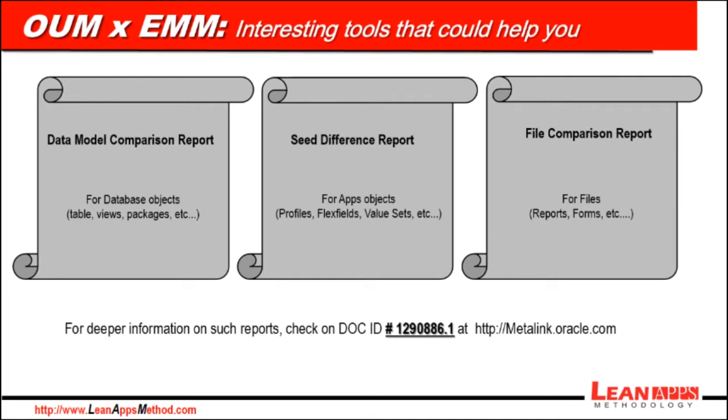Second is the Seed Difference Report, used to evaluate change of apps objects between two versions, such as profile, value sets, flex fields, etc. And third utility is the File Comparison Report, used to evaluate change of files between two versions, such as Java classes, forms, and reports. If you need further information about those tools, just look for doc ID 1290886.1 at Oracle MetaLink website.